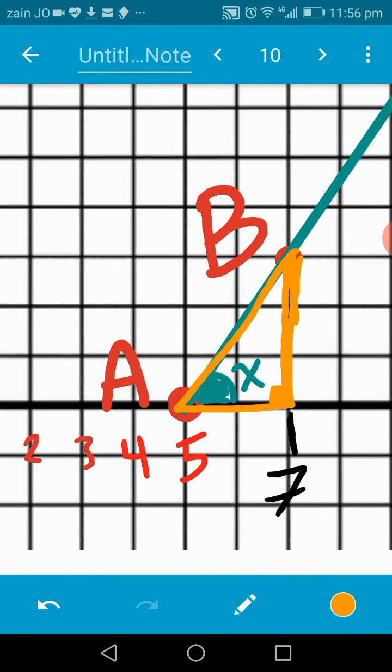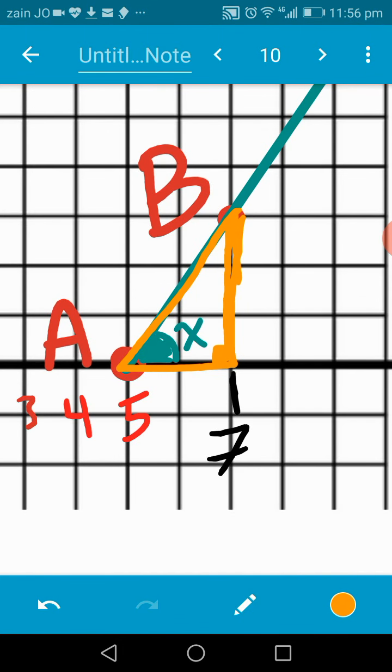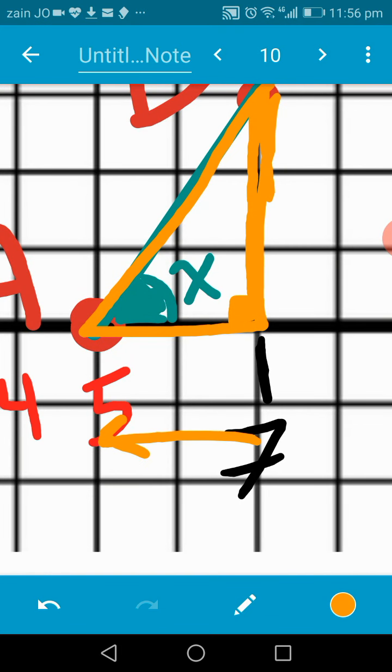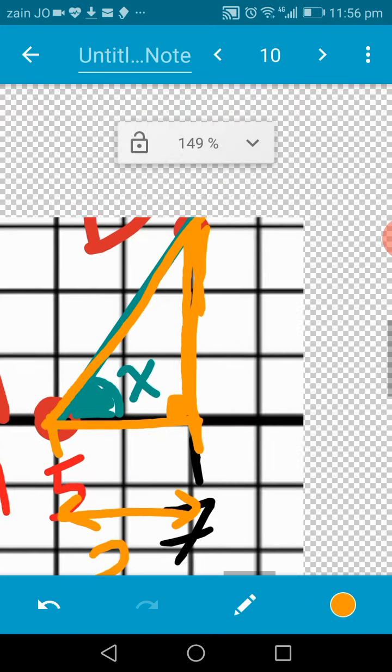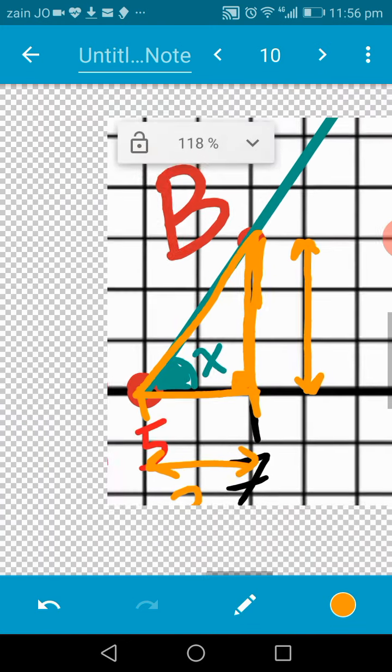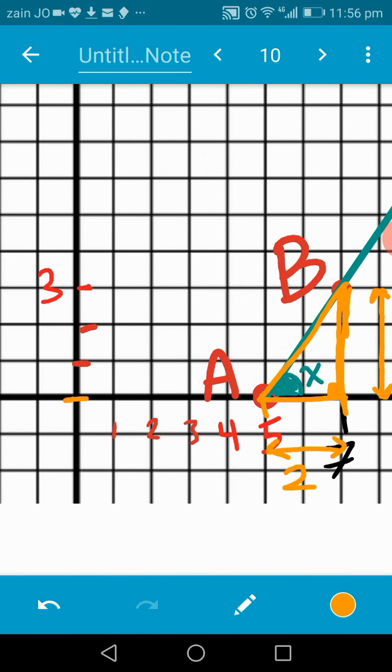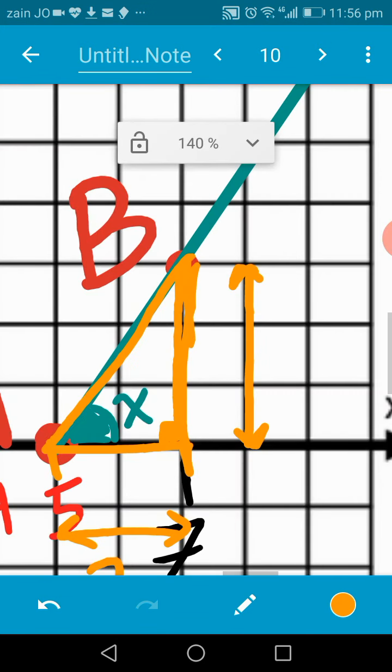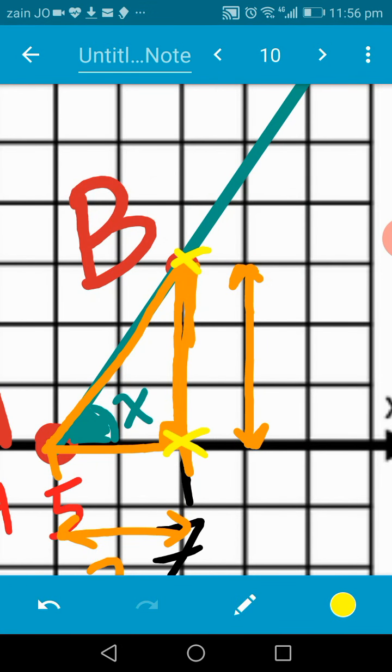Can you find the length of the sides of this triangle? You can find the length of this side, right? This side from 5 to 7. Give me the length of this side. 5 to 7 is 2. And also you can find the length of this side, right? The length of this side from 0 to 3. How many units from this point to this point? The length is 3, right?